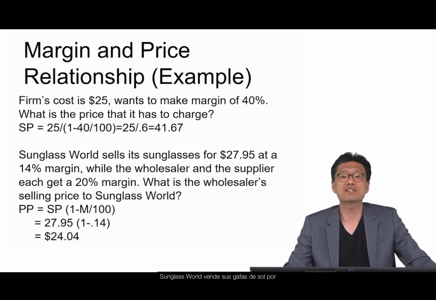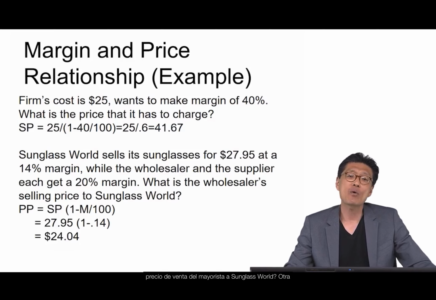Sunglass World sells its sunglasses for $27.95 at a 14% margin, while the wholesaler and the supplier each get a 20% margin. What is the wholesaler's selling price to Sunglass World? Let's say that Sunglass World is a retailer, and it sells its sunglasses at $27.95, and it makes a margin of 14%. The question is, what is the wholesaler's selling price to Sunglass World? Another way of framing this is, what is the purchase price of Sunglass World? It's the same thing.